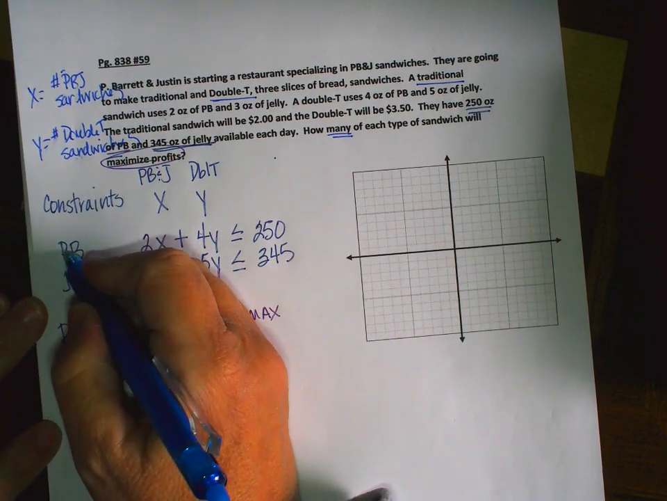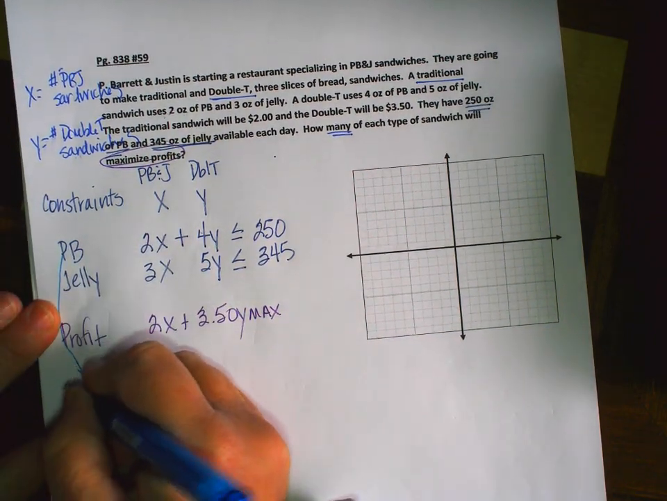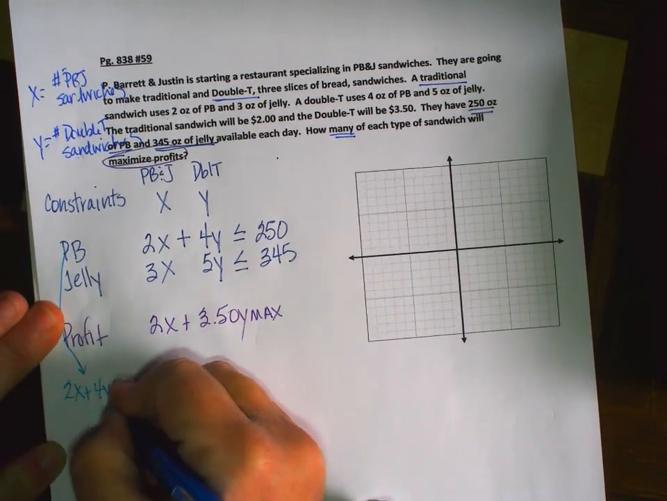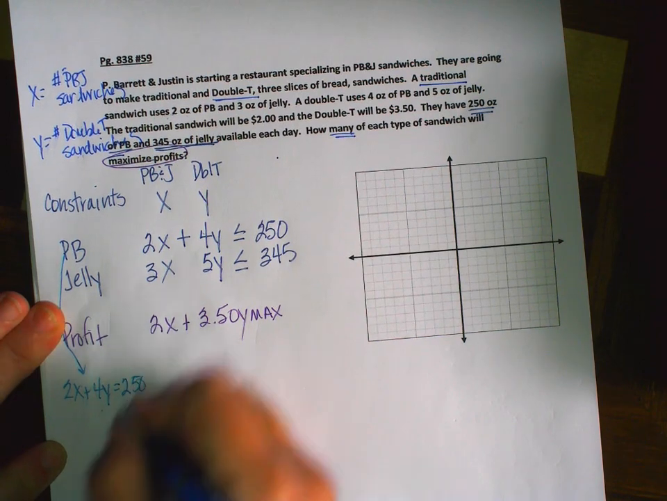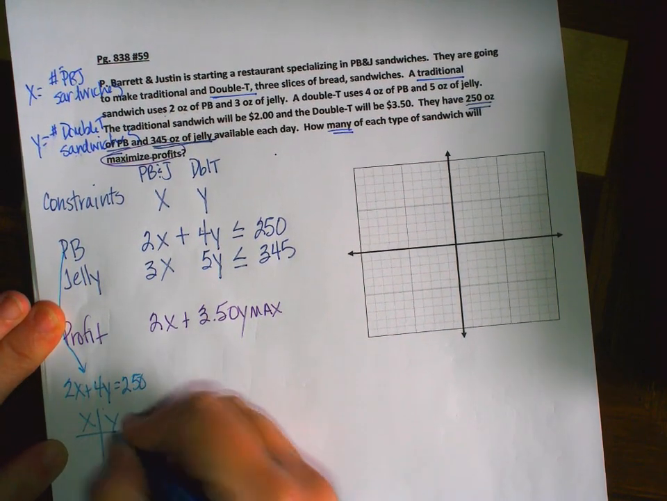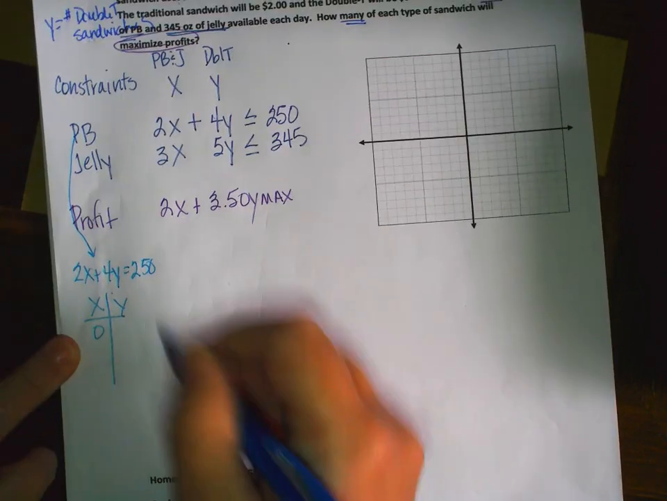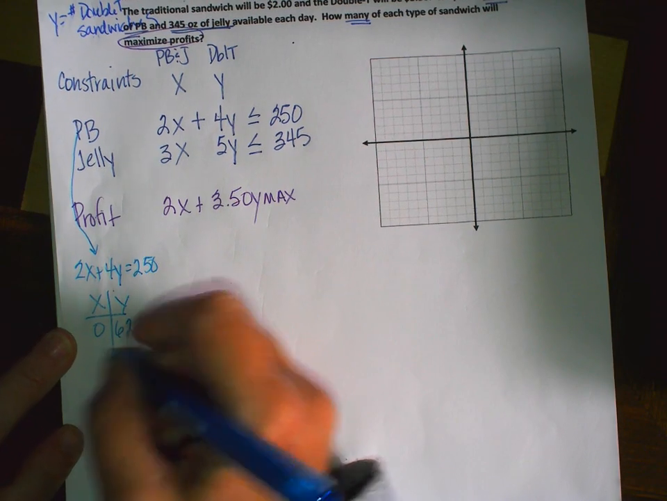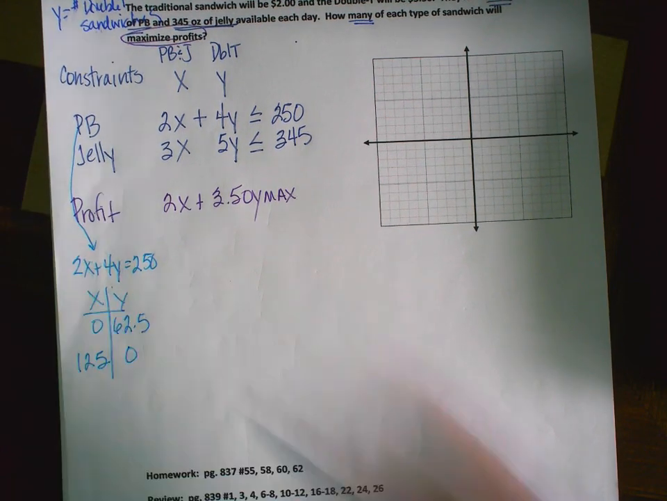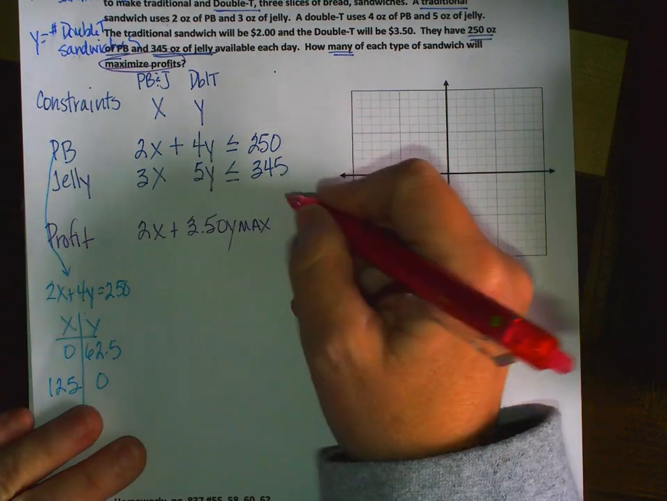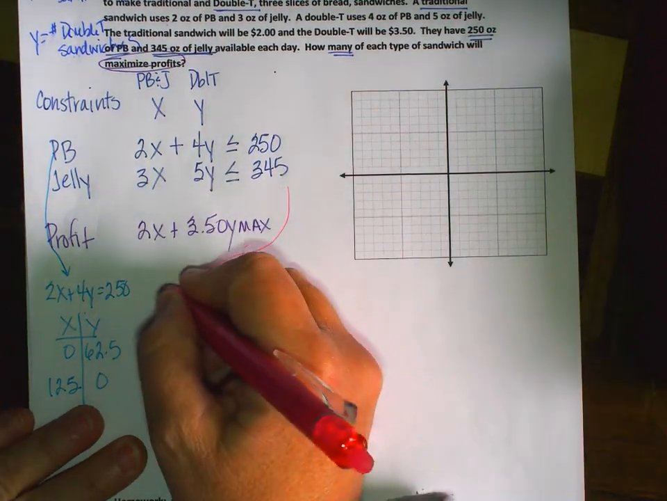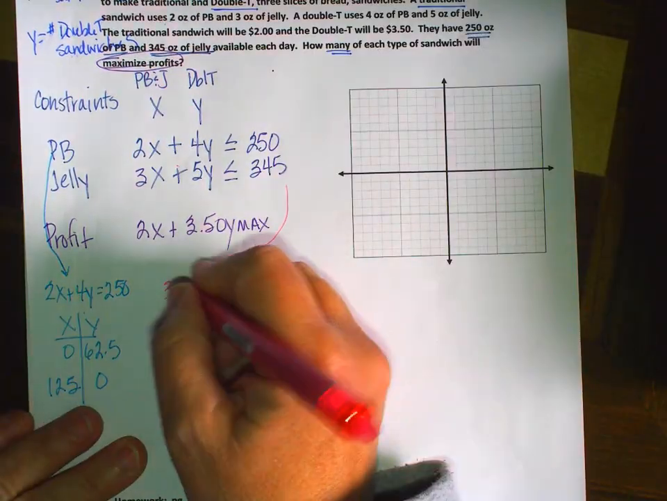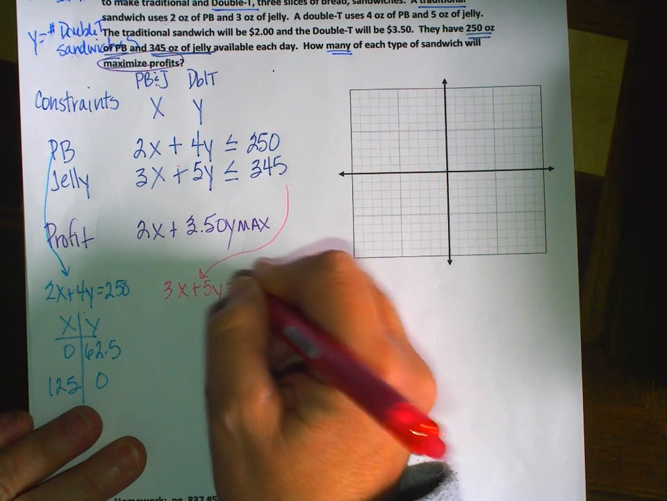Now we're going to graph the constraints. I'm going to start with my peanut butter. I have 2x plus 4y equals 250. So I have x and y. If x is 0, then y is going to be 62.5. And if y is 0, x is going to be 125. Okay, so those are the points I'm going to use to graph that. I'm going to do my jelly is 3x plus 5y equals 345.